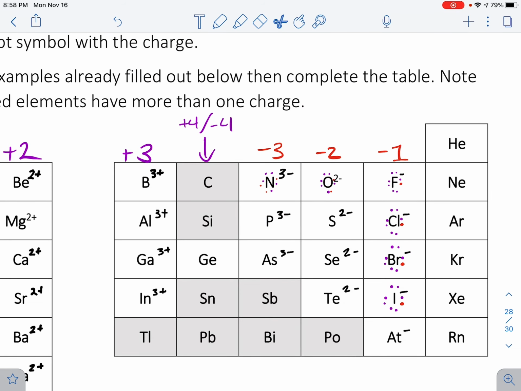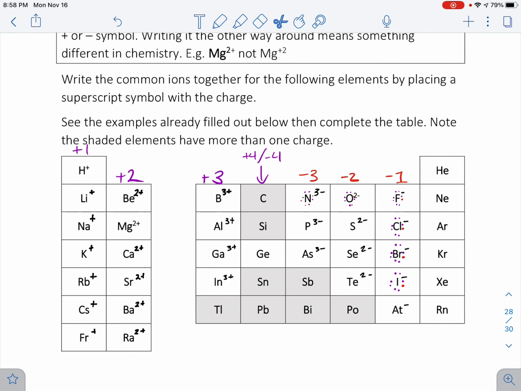You're going to add 1 electron for fluorine group or halogens, 2 electrons for the oxygen group or the chalcogens, 3 electrons for the nitrogen group. We're going to take away 3 electrons from boron group. We're going to take away 2 electrons from the beryllium group. We're going to take away 1 electron from the hydrogen group.